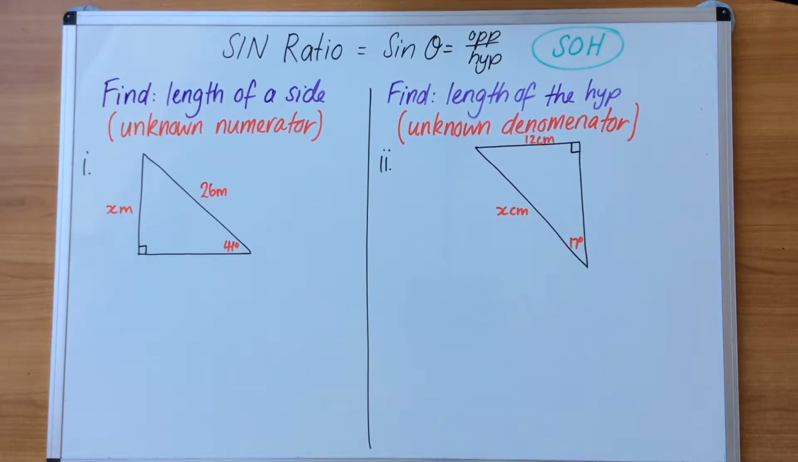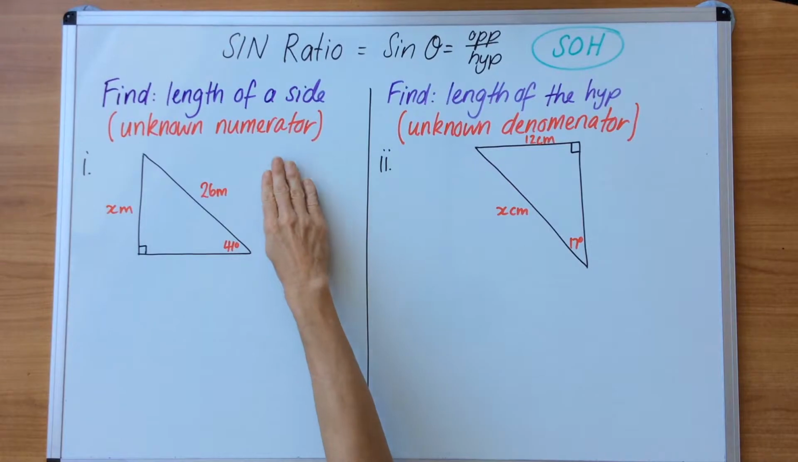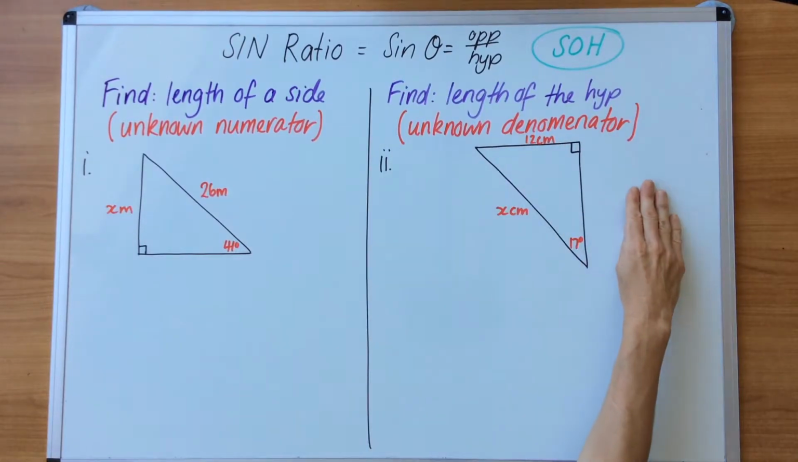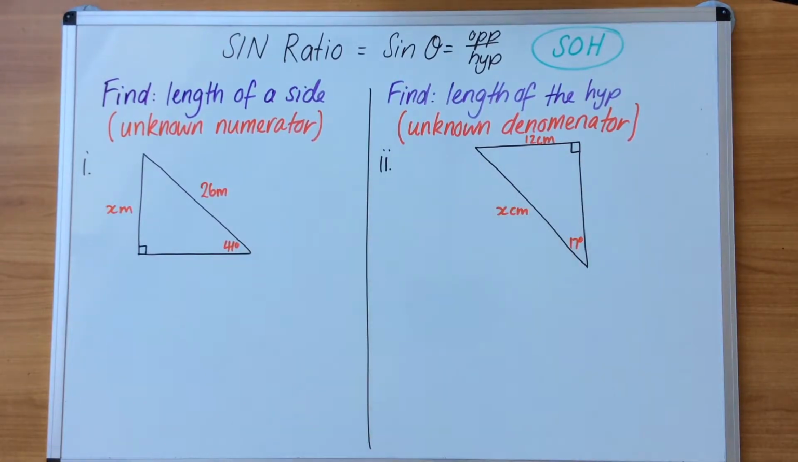Let's take a look at this first question here. I've got an unknown numerator calculation and an unknown denominator. So we're going to start here with the unknown numerator. This is going to find us the length of a side. So let's start this question by labeling.